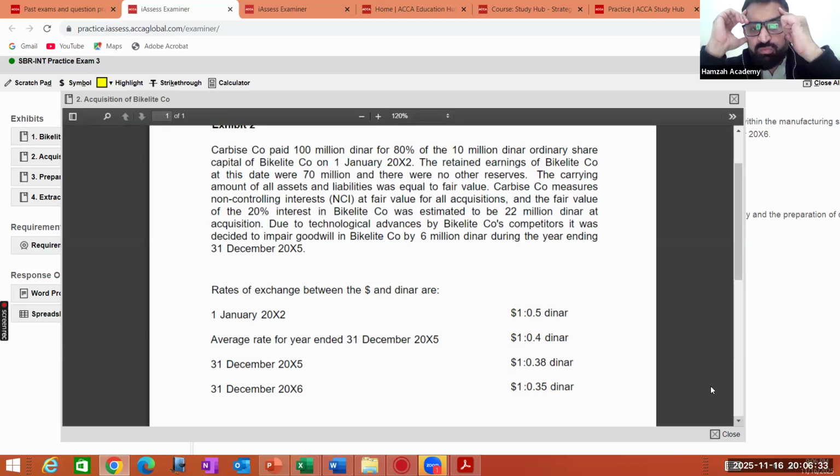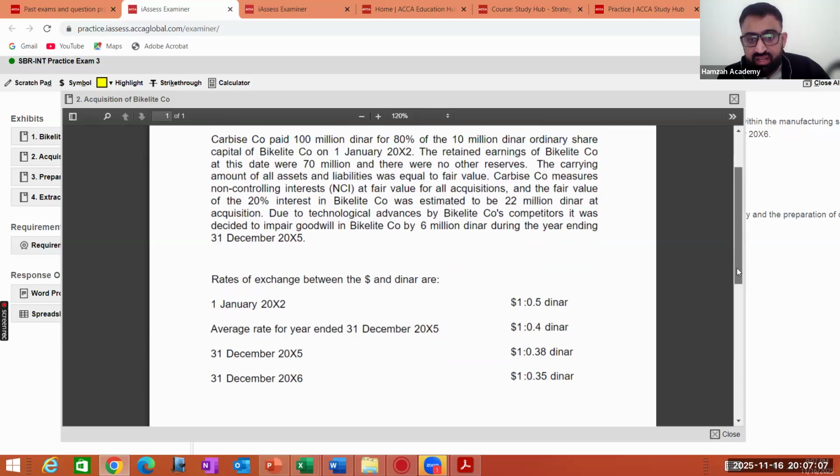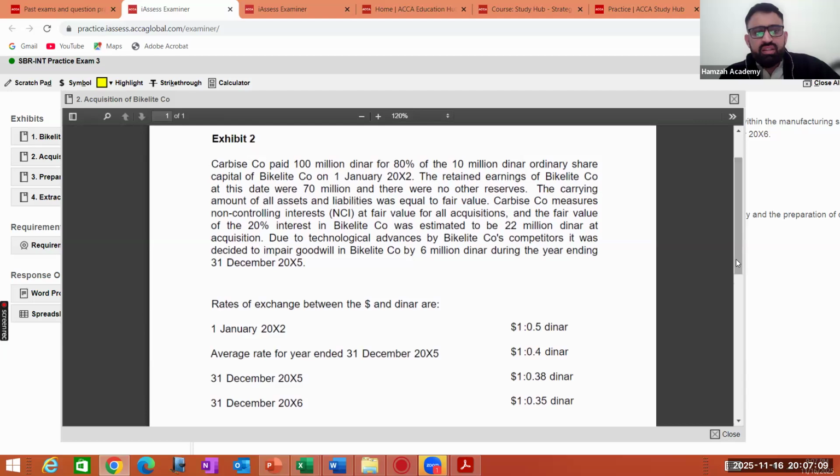Due to technological advancement by the B company's competitor, it was decided to impair the goodwill in the B company by 6 million dinar during the year ended 31st December X5. So rates of exchange between dollar and dinar are as follows. On 1st January X2, date of acquisition, 0.5 dinar is equal to $1. Average rate is 0.4. Closing rate at X5, 0.38, and closing rate at 31st December X6 is 0.35.